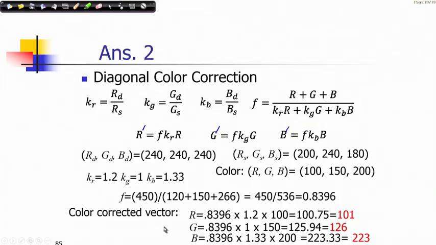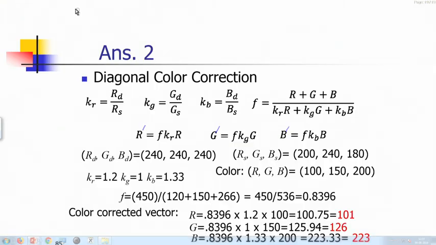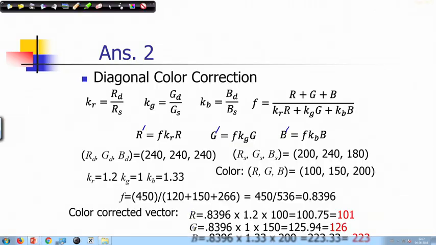You should note that in this particular computation, if I add R plus G plus B, that is still coming the same, which is 450. If I add 101, 126 and 223, you will still get 450. So, in this correction you are not changing the intensity values of the modified pixels, but you are changing the relative proportion of the 3 primary components, because it is corrected for the target illuminant. So, that is how we perform the color correction.